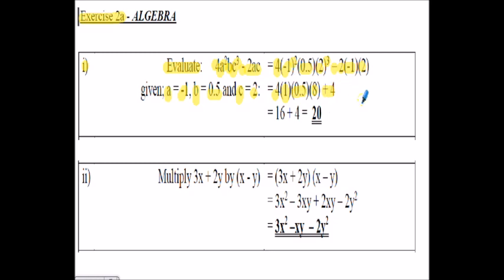Again, following the BODMAS, I must do the multiplication next. So I get 4 times 1 times 0.5 times 8. That gives me 16 plus my 4 equals to 20.